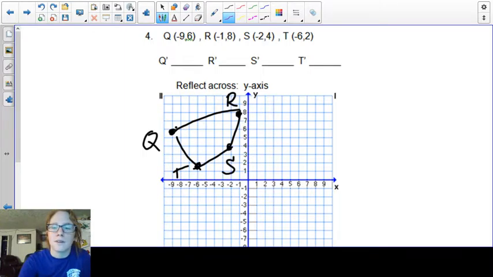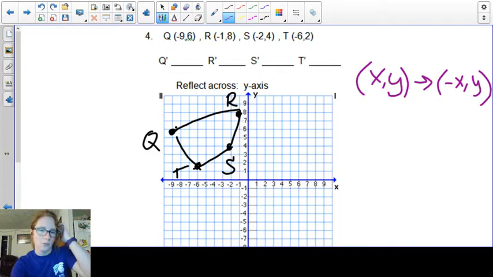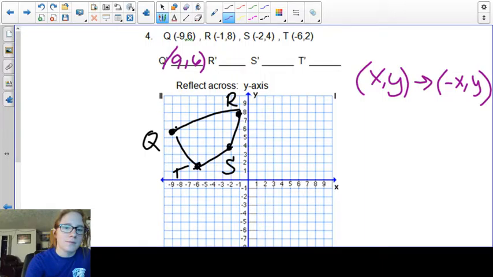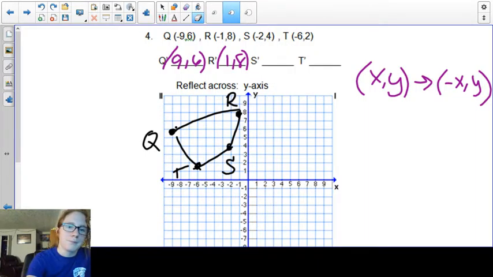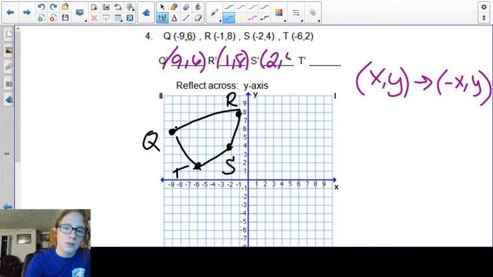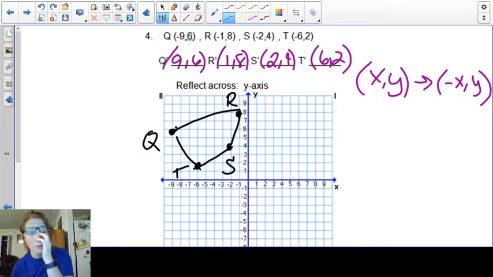If we're going to reflect across the y this time, my (x, y) will turn into (negative x, y). So it means my x is going to change signs. So Q prime will be at 9, 6. R will be at 1, 8. And S will be at 2, 4. And T will be at 6, 2. So what I did is I flipped all of the x signs.